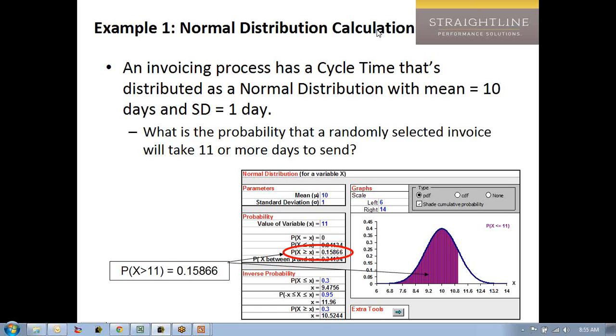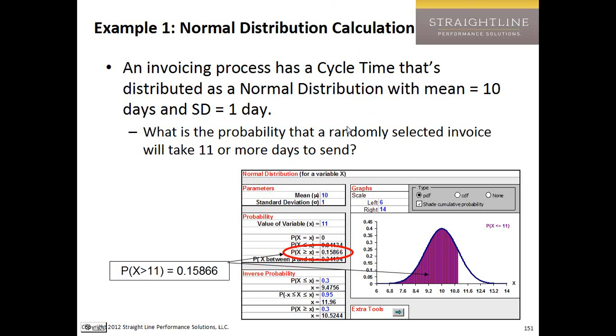And I want to know what is the probability that a randomly selected invoice will exceed that 11 days. What is the probability that a randomly selected invoice will take more than 11 days to send? That's the question I want to answer. Okay? So let's go ahead and answer that in Excel Stats.